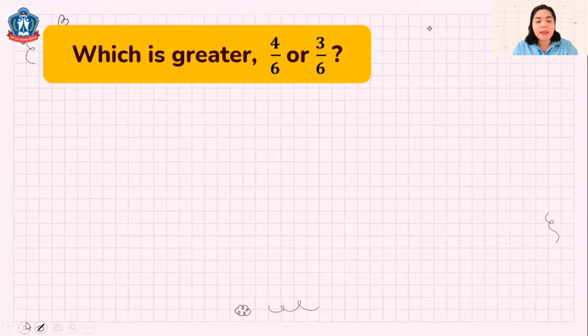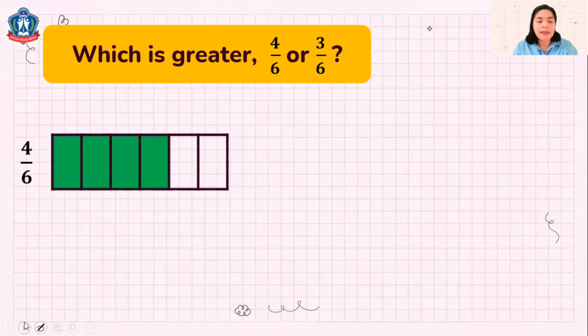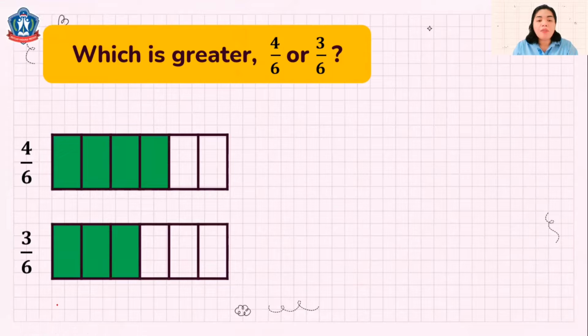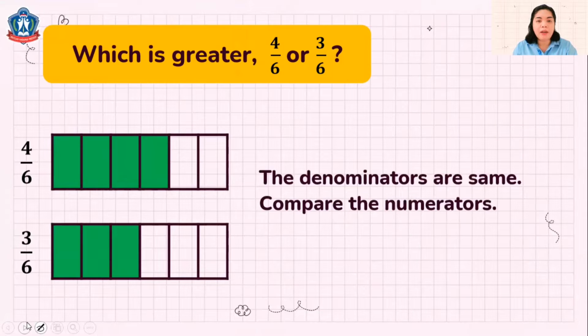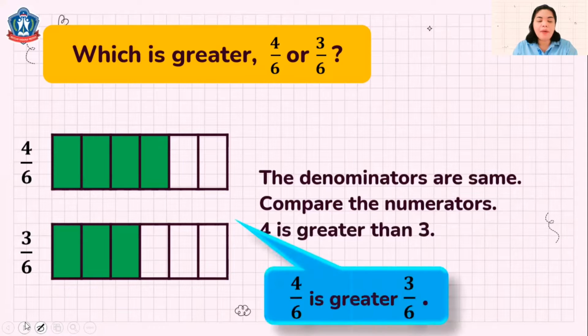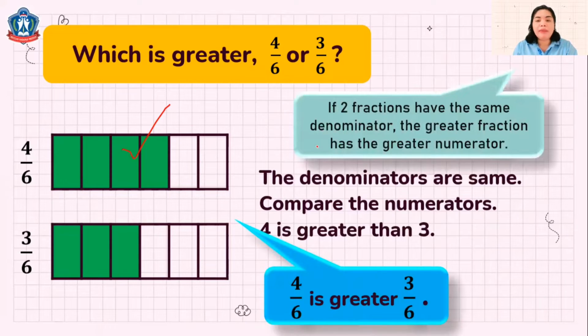Now let's compare 4/6 and 3/6. Both of these fractions have the same denominators. It means one whole is divided into 6. So, if we have the same denominators, we will only compare the numerators. Which one is bigger or greater, 4 or 3? It's the 4. So, 4 is greater than 3. Therefore, 4/6 is greater than 3/6. So, if we compare two fractions that have the same denominator, the greater fraction has the greater numerator. The smaller fraction has the smaller numerator. Okay, take note on this one.